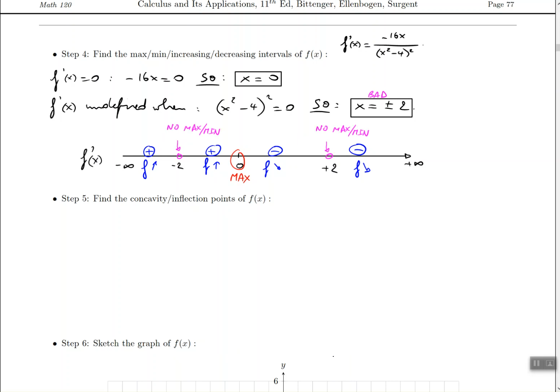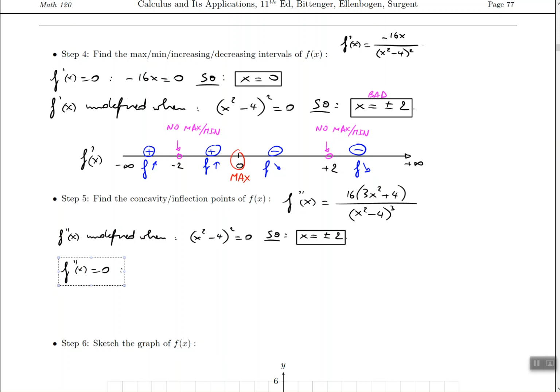Now to find the inflection points and concavity, let's take a look at the second derivative, which again was provided to us. So here it is. And again, we need to know what makes it equal to 0, what makes it undefined. So let's go ahead and start by writing that. Okay, so the second derivative is going to be undefined when the denominator is equal to 0. This means when (x squared minus 4) cubed is going to be equal to 0. So that means when x is either plus or minus 2. And remember, these were originally bad numbers from step 1.